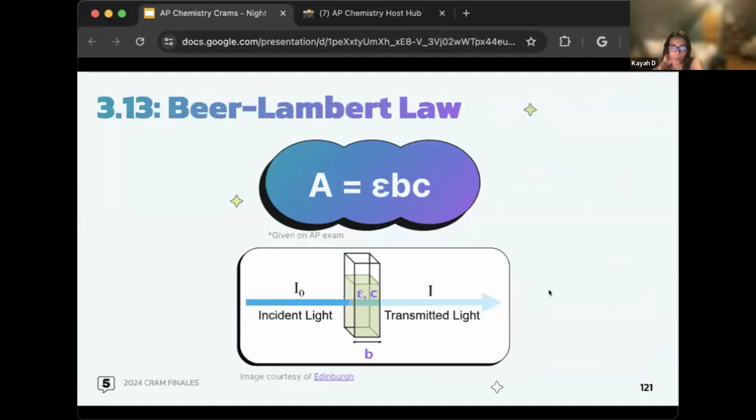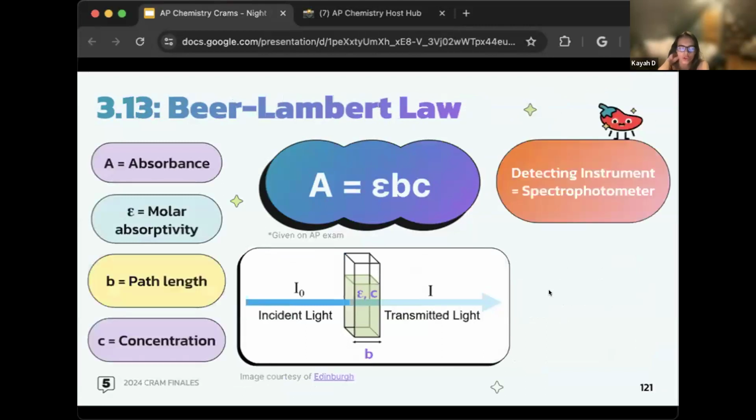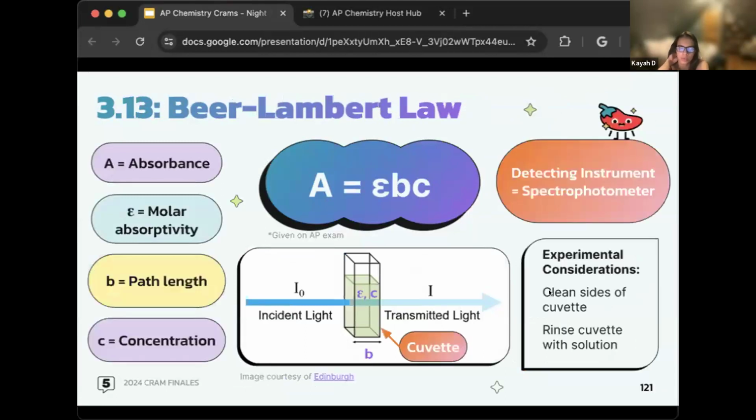Another important law in chemistry is the Beer-Lambert law. You have A, which stands for absorbance, this epsilon symbol is molar absorptivity, b is path length, and c is concentration. What you'll use to determine this is a spectrophotometer, right? For an experimental consideration, you have to know that the sides of the cuvette have to be cleaned.